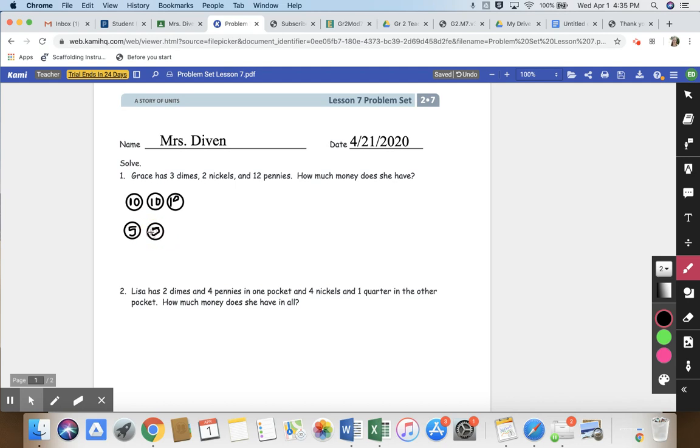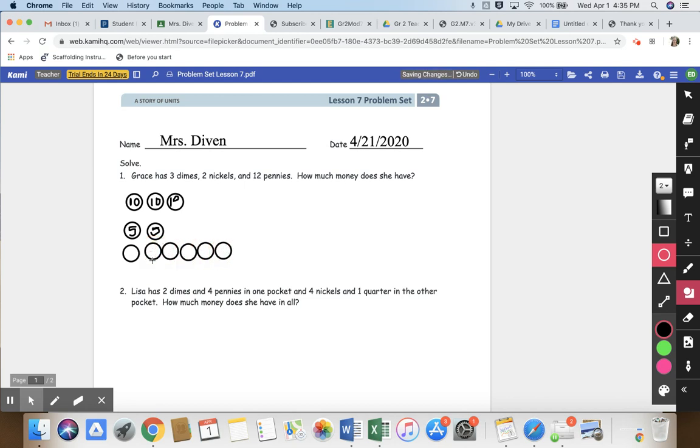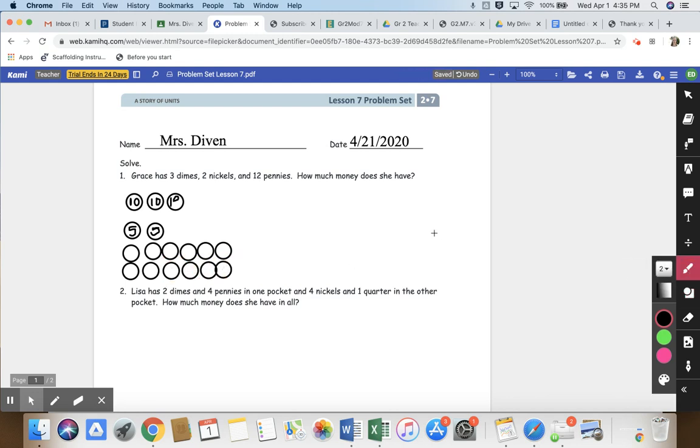And then last she's got 12 pennies. Okay, that's going to be fun. So we've got 1, 2, 3, 4, 5, 6, 7, 8, 9, 10, 11, 12. Okay, and those are going to be worth 1 cent each. So I'm going to put just a 1 in that first one, and then we'll know all of these are worth 1 cent each.